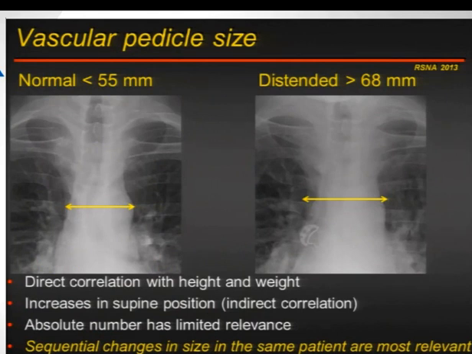It's important to remember that there is a direct correlation between the width of the vascular pedicle and the height and weight of the patient. It also slightly increases in supine position, but the absolute number has relatively limited relevance. What is really important is the sequential changes in size of the vascular pedicle in the same patient over time, which actually reflect the change in the blood volume.